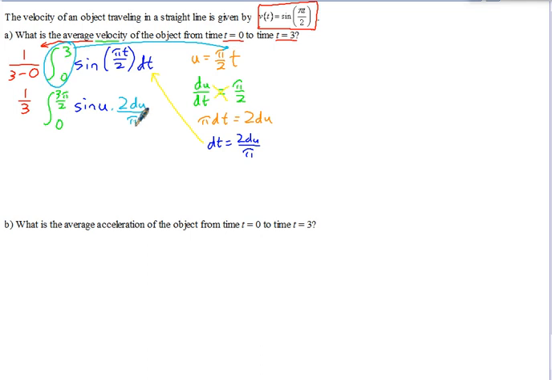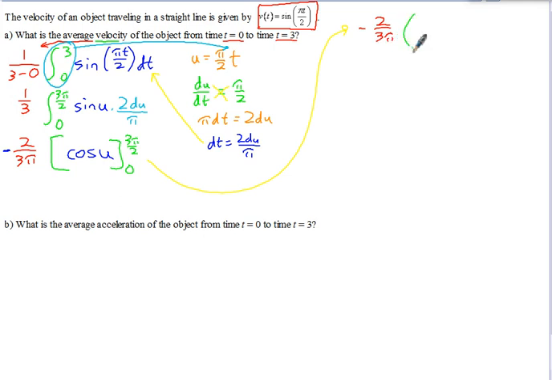Then we can pull the constant 2 over pi out in front times the 1/3 will give you 2 over 3 pi. And then when you integrate sine, that's all that's left, you get negative cosine. That negative we can pull out in front, so we don't have to deal with it outside. That's a constant, along with the 2 over 3 pi. And then it's just evaluated from 0 to 3 pi over 2. So we've got negative 2 over 3 pi. And then when you plug in 3 pi over 2, cosine of 3 pi over 2, minus, plug in 0, cosine of 0.